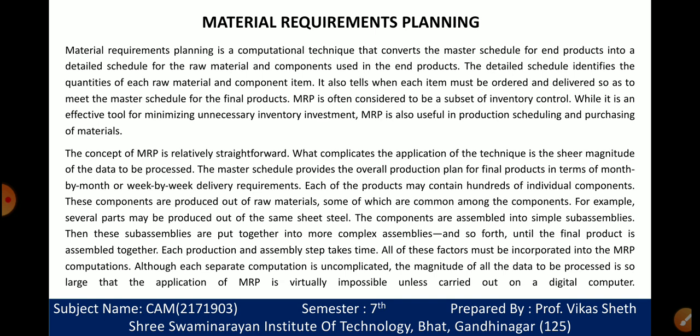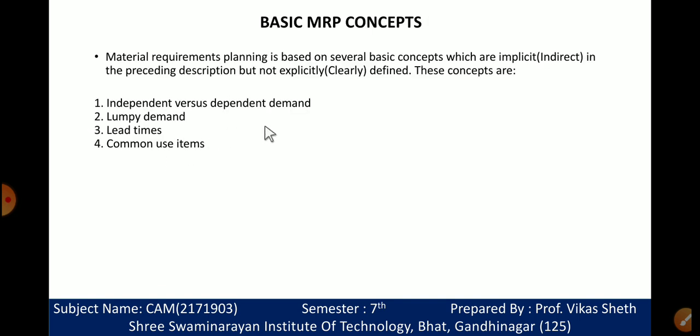Okay, in the next slide, basic MRP concepts. Material requirement planning is based on several basic concepts which are implicit in the preceding description but not explicitly defined. These concepts are: first, independent versus dependent demand; second, lumpy demand; third, lead time; and fourth, common use items.